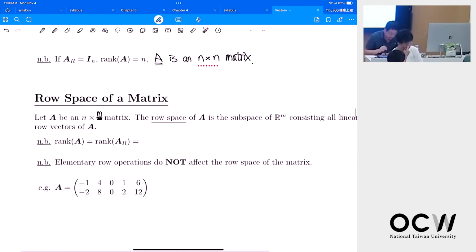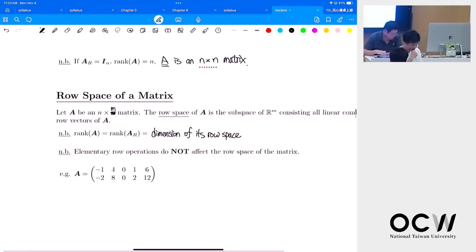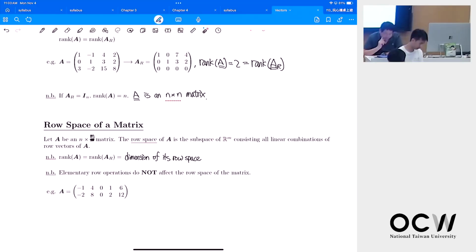The rank of A is the dimension of its row space. So if you want to know the rank, you can either find the reduced matrix or find the dimension of your row space, to see how many vectors you can make the linear combination.